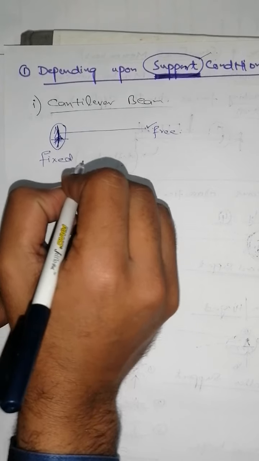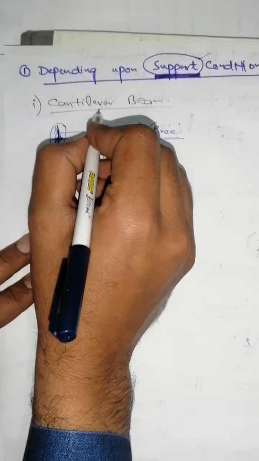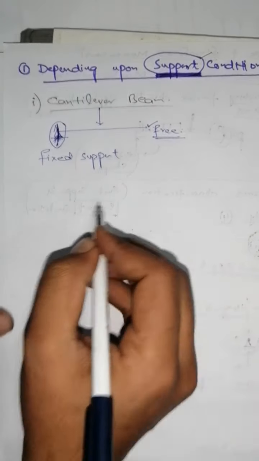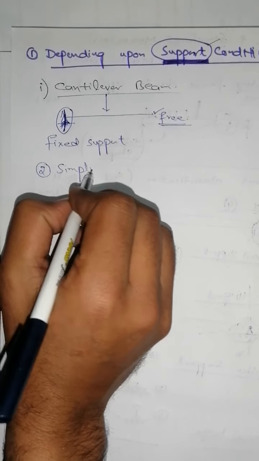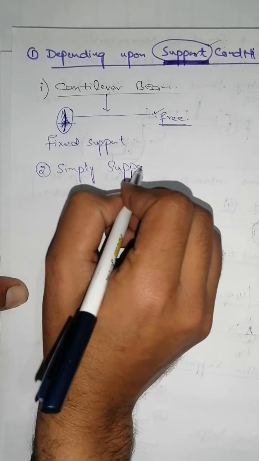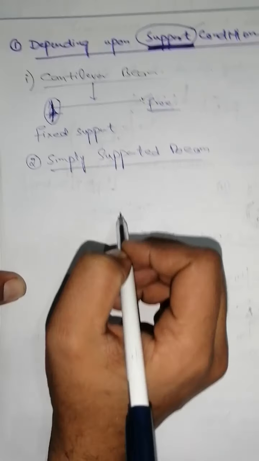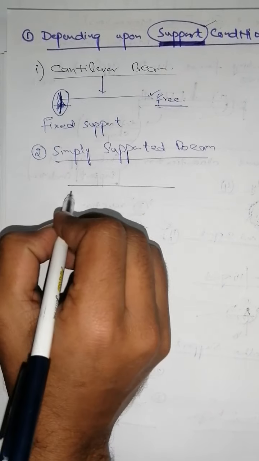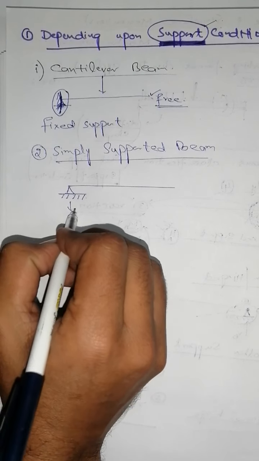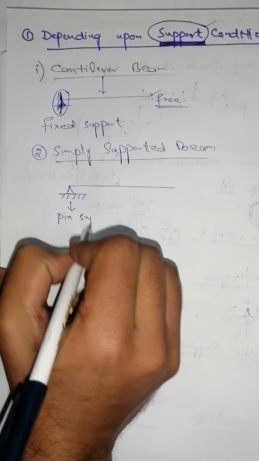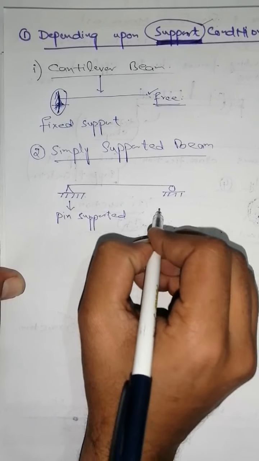Fixed support at one end and the other end is free, then this beam is known as a cantilever beam. The second type of beam is the simply supported beam. So this beam is shown as one side of the beam is pin supported and the other side of the beam is roller supported.